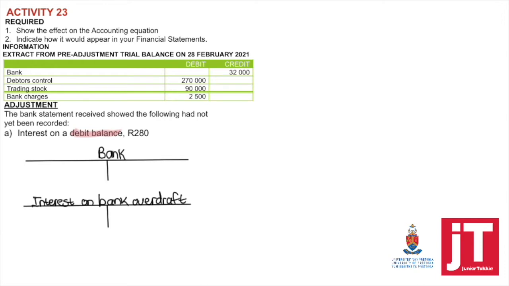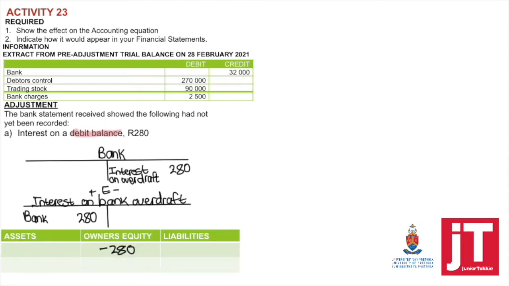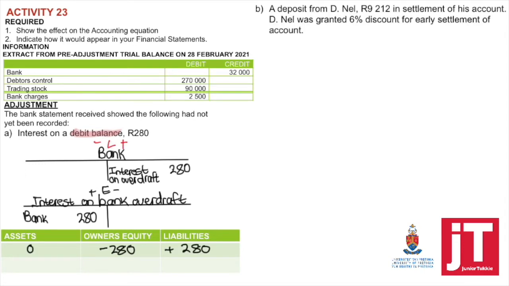So interest on a debit balance, 280. Debit balance means interest was paid on the bank overdraft. Bank is credited, interest on overdraft is debited. On my accounting equation, owner's equity minus, because our expense increased, it will have a negative effect. Liabilities plus.